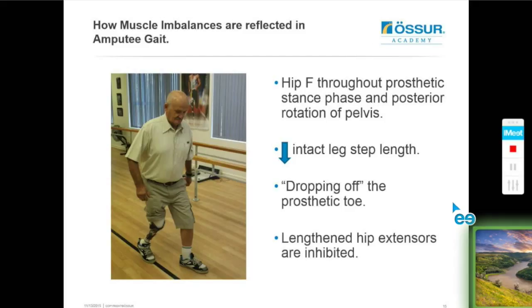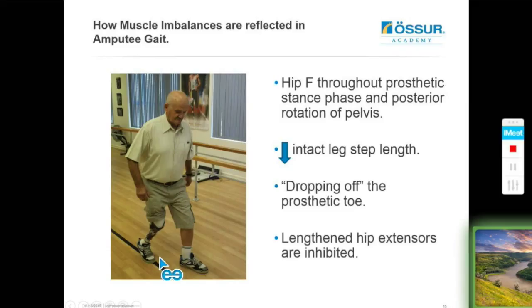Now we're actually going to look at some pictures of how muscle imbalances are reflected in amputee gait. So in the photo on the left-hand side, you can see that throughout the prosthetic stance, he's coming to the end of prosthetic stance here, he's still got a very flexed hip where we would like that to be in almost full extension. He's got posterior rotation of the pelvis. You can see that it's rotated posteriorly. So his hip joint is not only flexed, it's placed posterior to where we want it to be. We want it to be forwards about here.